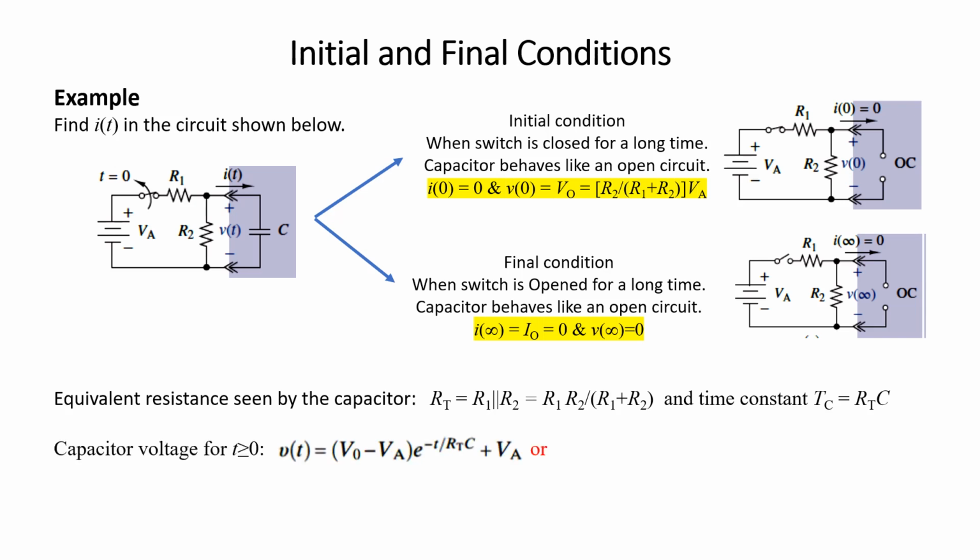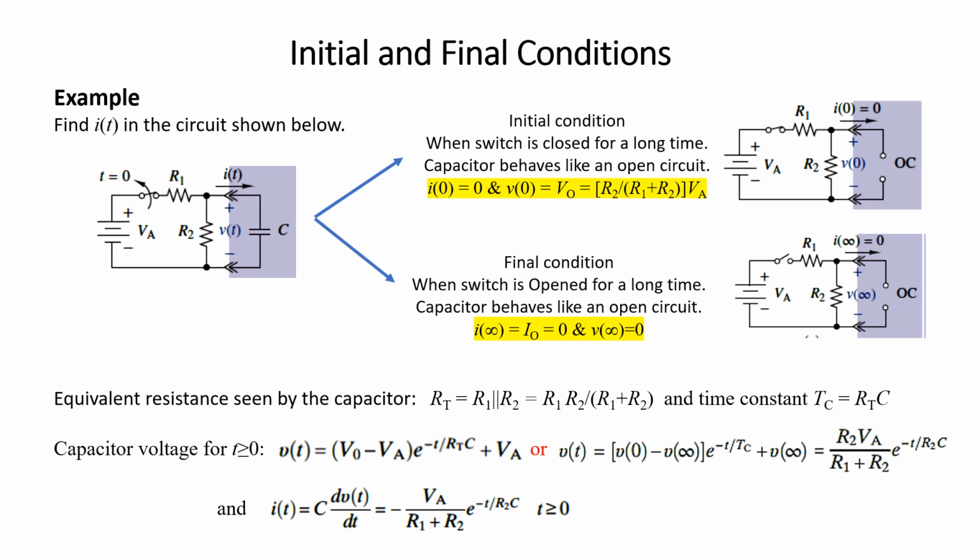Capacitor voltage for T greater than or equal to 0: we have derived this expression before. It has the initial value of the voltage across the capacitor, and the final value of the capacitor voltage is 0. V0 is equal to R2 divided by R1 plus R2 multiplied by VA. So this is the capacitor voltage for T greater than or equal to 0.